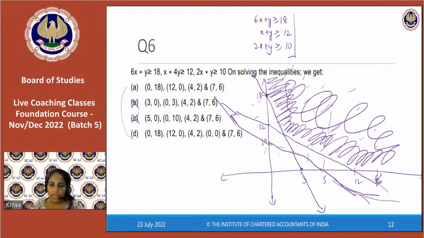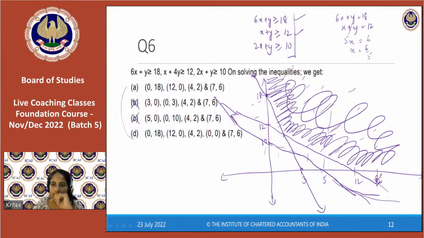Then we have an intersection point of this line, that is the 6x plus y line, and this line. Can we just quickly solve it? This cancels out. 5x is equal to 18 minus 12. Is it? 5x is equal to 6. So x is equal to 6 by 5.